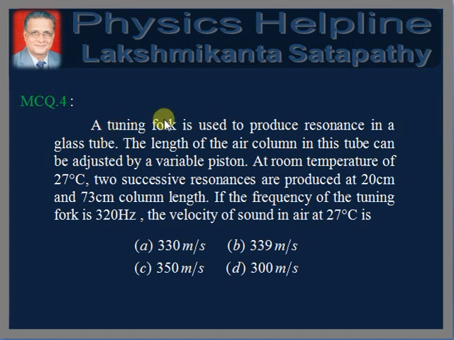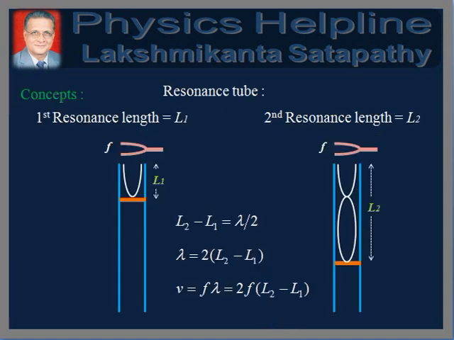Now for question 4. We are given a tuning fork whose frequency is 320 Hz. It is used to produce resonance in a glass tube. The length of the air column in the tube can be adjusted by a variable piston. The room temperature is 27 degrees C. We are given that two successive resonances are produced at 20 centimeters and 73 centimeters of air column. Then we are required to find the velocity of sound in air at 27 degrees C. The options are given in the question. We are required to find the correct option.